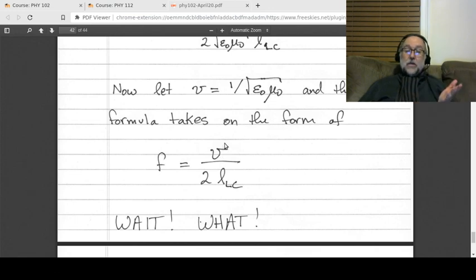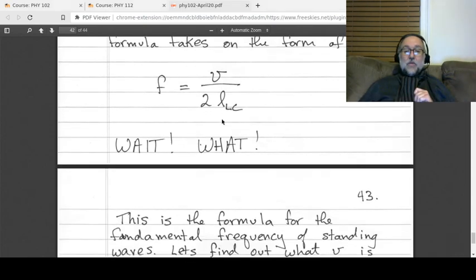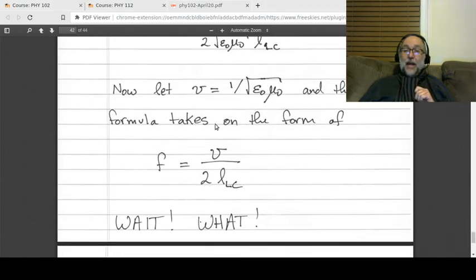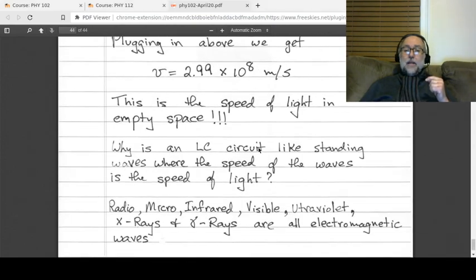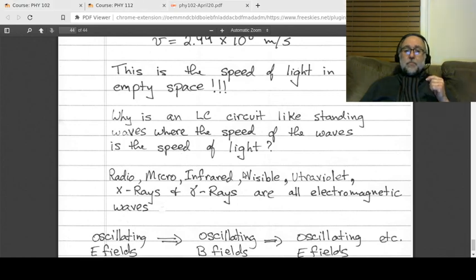And the answer is that, guess what? Electromagnetic waves are light, or light are electromagnetic waves. And so the reason I did what I did was I took the frequency of the LC circuit and I purposely massaged it into what looks like the fundamental frequency for a standing wave. The reason I did that was to identify this V, and that V turns out to be the speed of light. And that's exactly right.